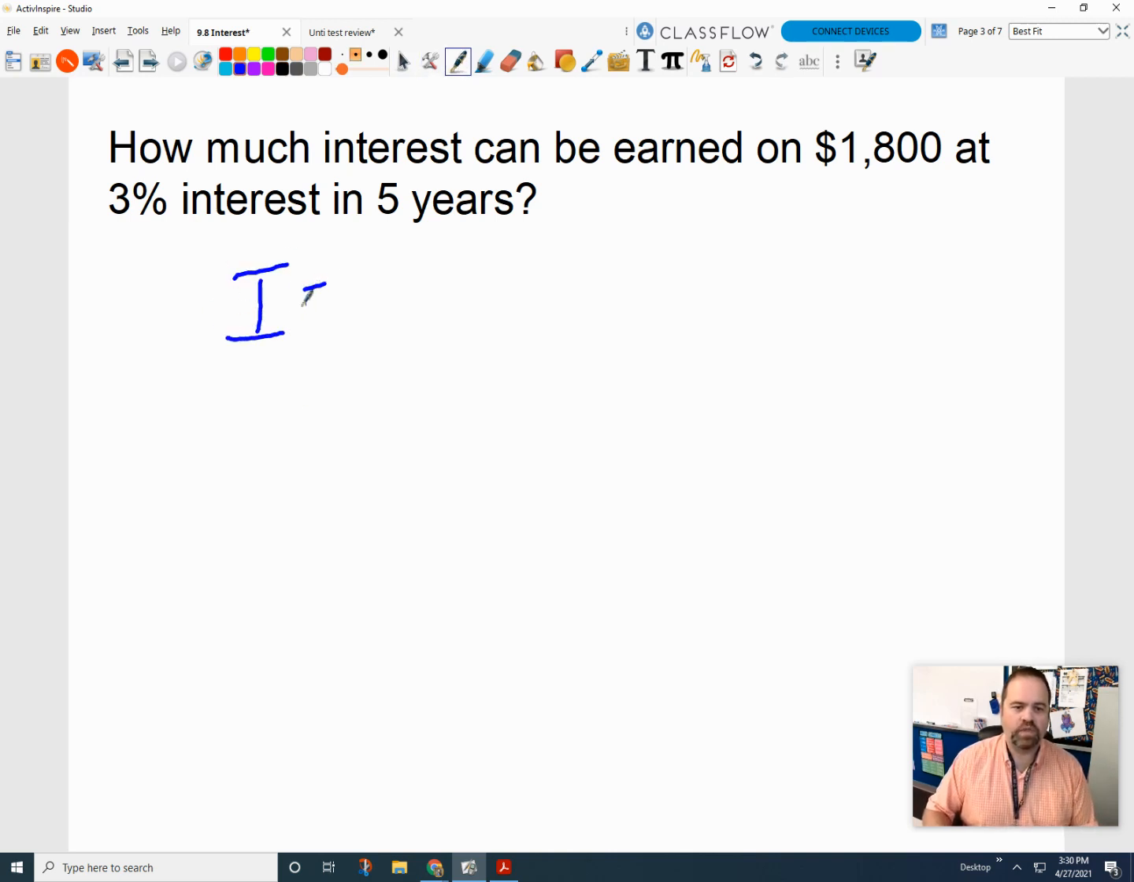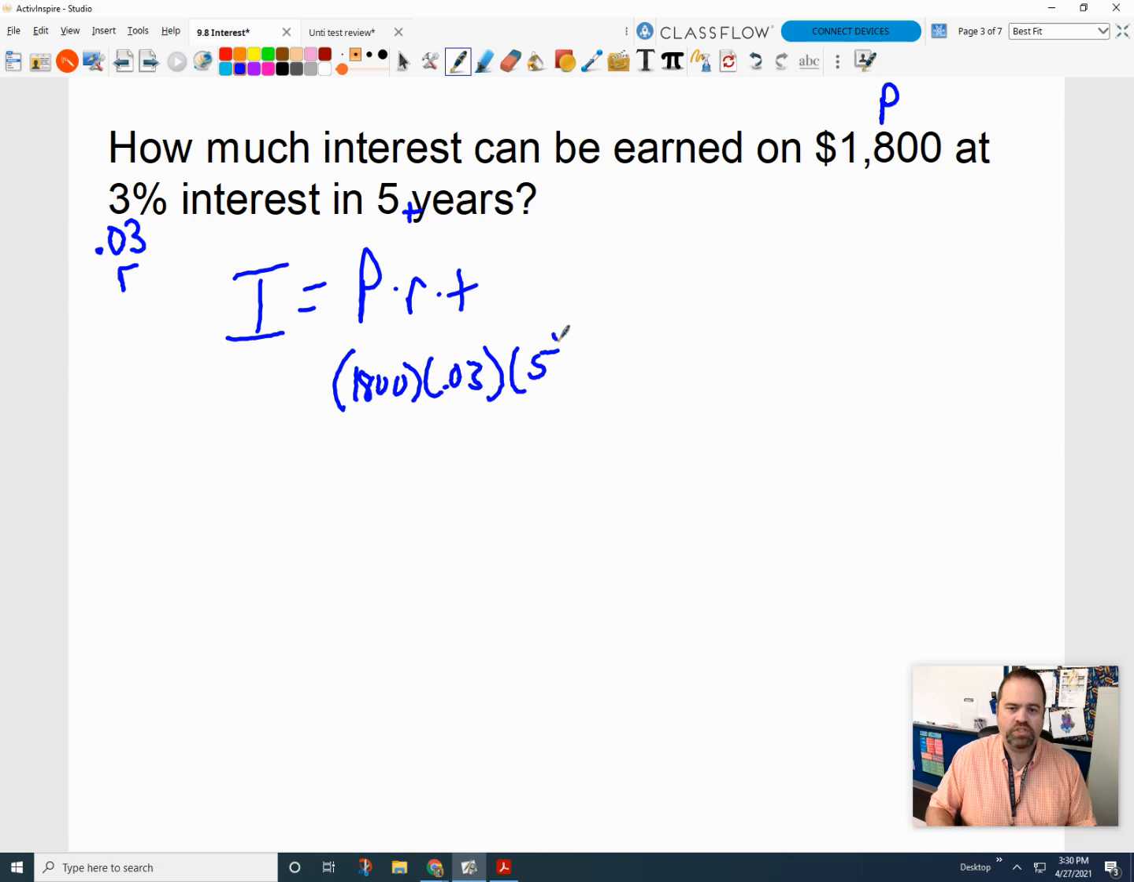So our interest that we're going to calculate is the principal times the rate times the time. So your dollar amount that you're investing is your principal. Your rate, change that to a decimal. That is your R, and your time is 5 on this one. So I'm going to plug those 3 numbers in here. Principal is 1800, your rate is 0.03, and my time is just 5. That is just 3 numbers multiplied together, and you're done. So 1800 times 0.03 times 5, that is $270.